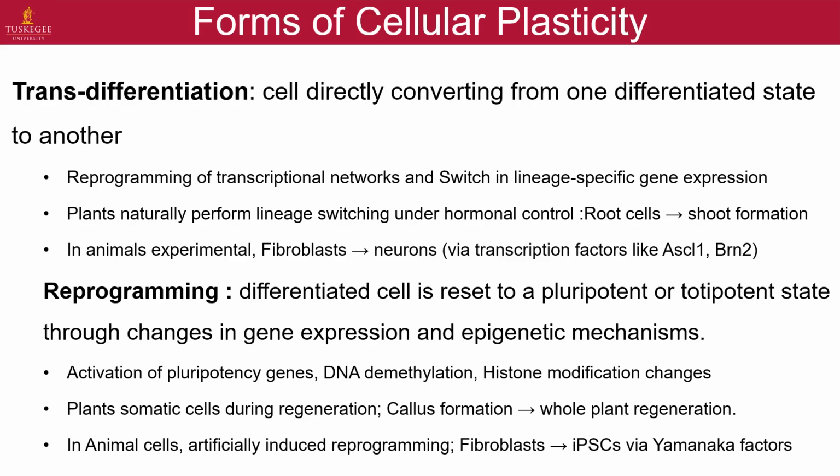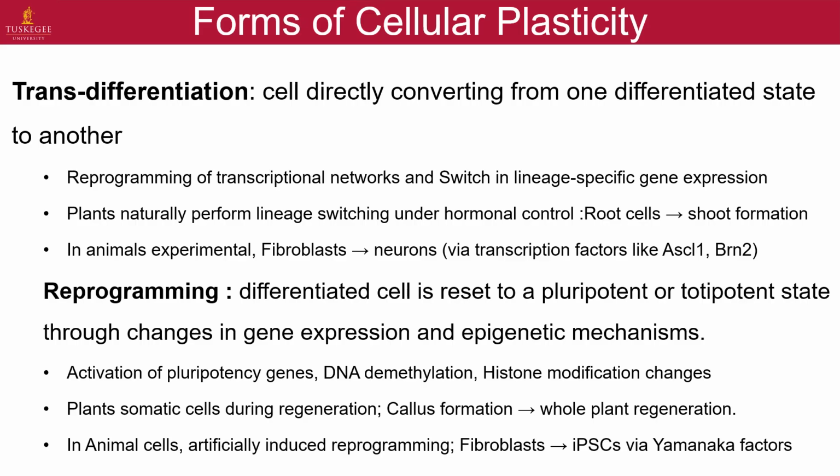The last form of cellular plasticity is reprogramming, where a differentiated cell is reset into a totipotent state, through which the cell undergoes different gene expression and epigenetic mechanisms. For this to occur, there is activation of pluripotency genes, DNA demethylation, and histone modification changes. A clear example of reprogramming in plant cells is callus formation.